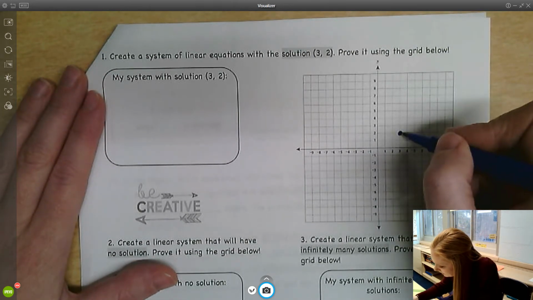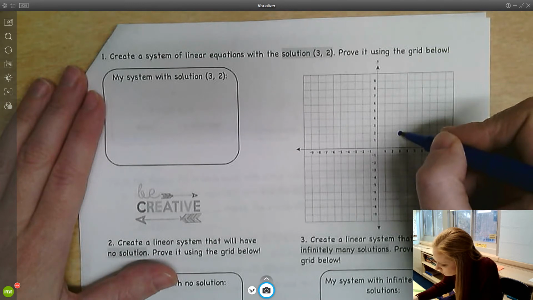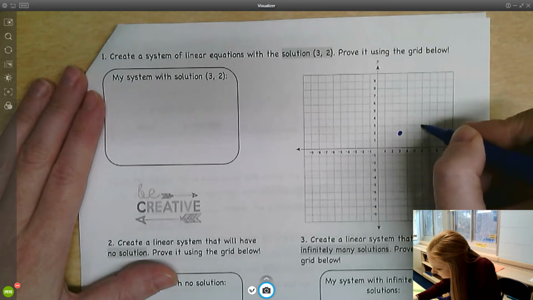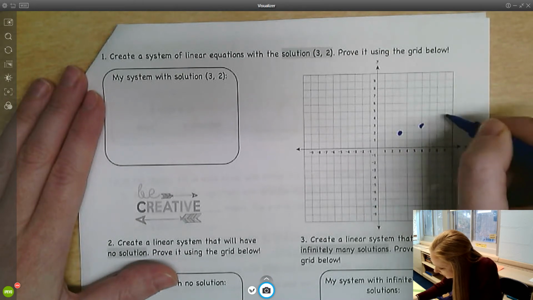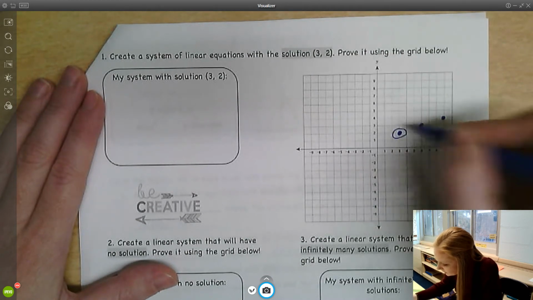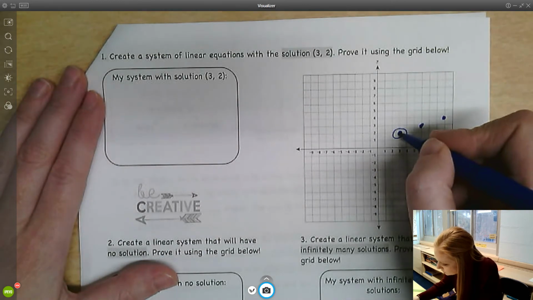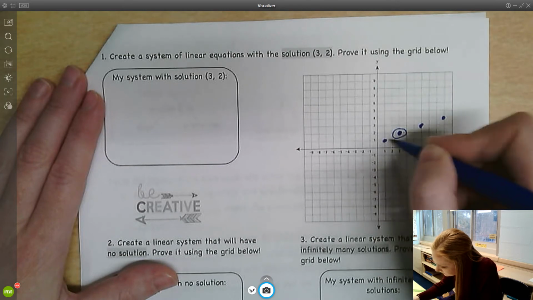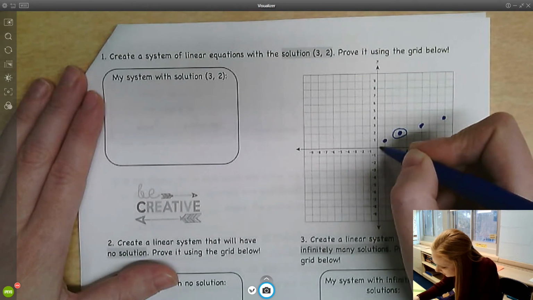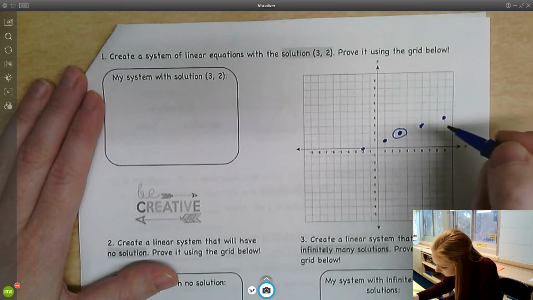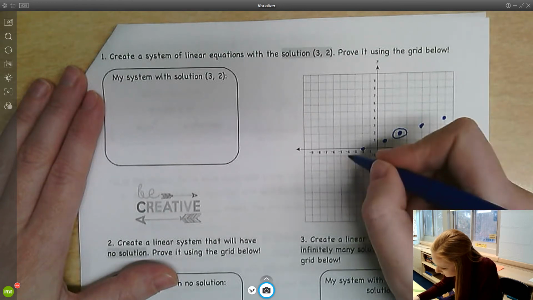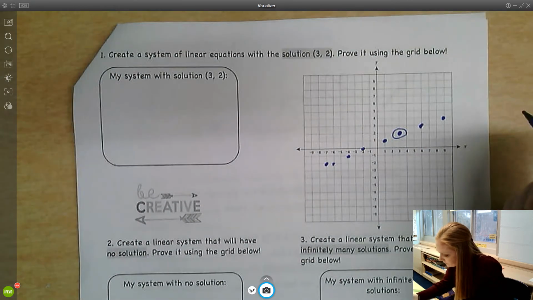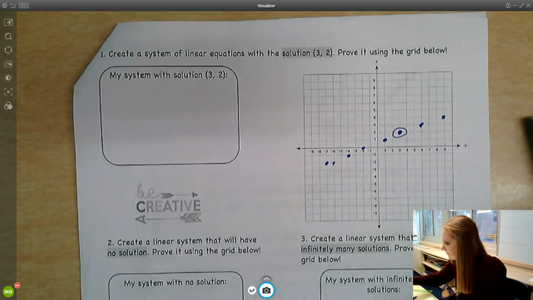So let's see, maybe I want to, I don't know, rise 1 and run 3. Rise 1 and run 3. I'm just going to circle that to remember as our solution. So then I would go down 1, left 3. Down 1, left 3. I messed up here. Hold on.